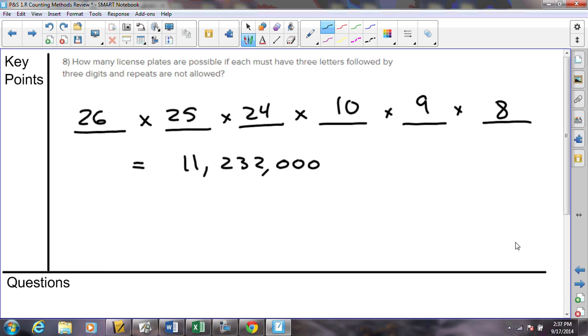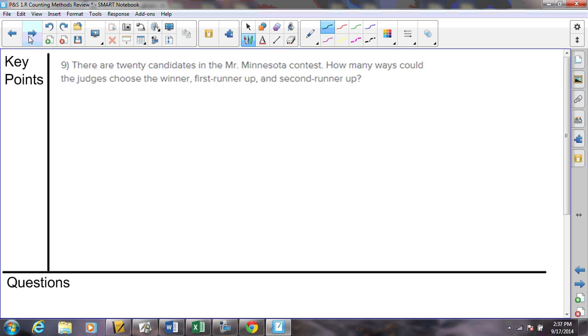Continuing with our next question. There are 20 candidates in the Mr. Minnesota contest. How many ways could the judges choose the winner, first runner-up, and second runner-up? Well, we should recognize there's a group of 20. And we're looking for winner, first runner-up, second runner-up. That's a group of 3.